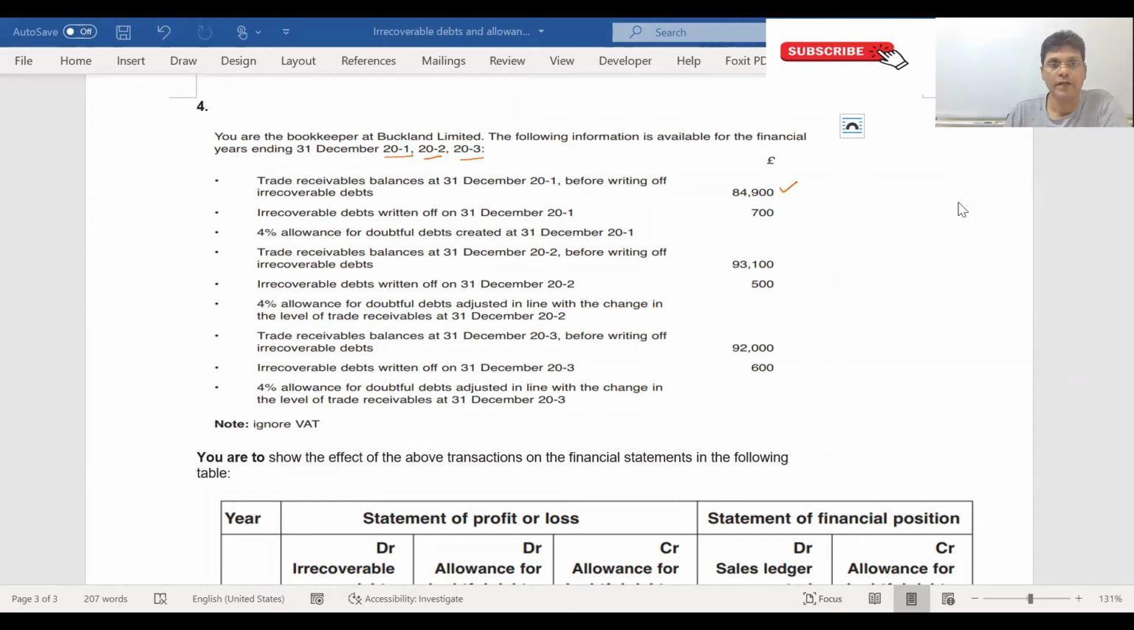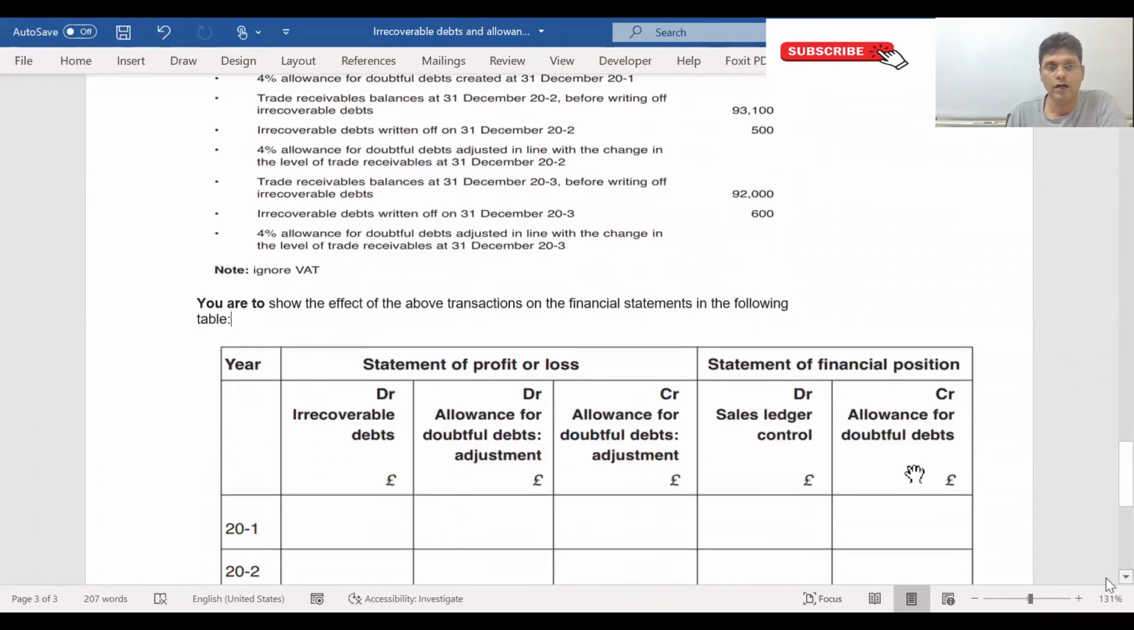You are the bookkeeper at Buckland Limited. The following information is available for the financial year ending 31st December 2001, 2002, and 2003. Now you are given a set of information. Based on this, you are to show the effect of the above transactions on the financial statement in the following table.